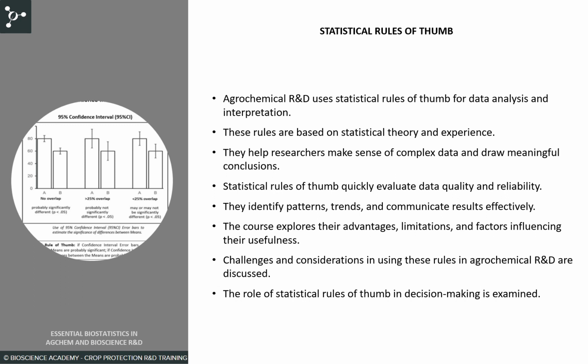Statistical rules of thumb are useful because they provide a quick and easy way to evaluate the quality and reliability of data, to identify patterns and trends, and to communicate results to others. In this course, we will explore the advantages and limitations of these rules, and we'll consider the factors that influence their usefulness and applicability. We'll also discuss the challenges and considerations that are involved in using statistical rules of thumb in agrochemical R&D, and we'll consider the role of these rules in the decision-making process.